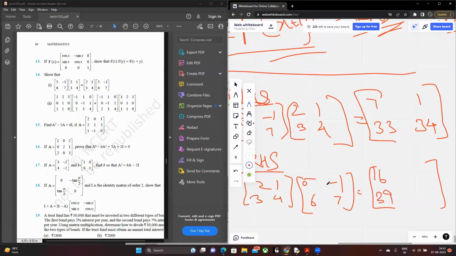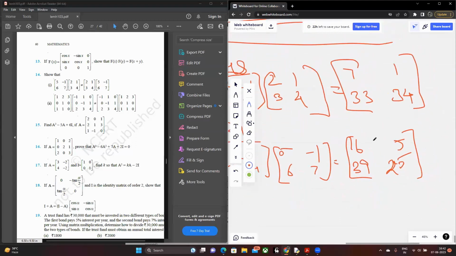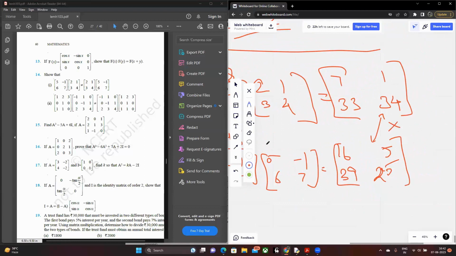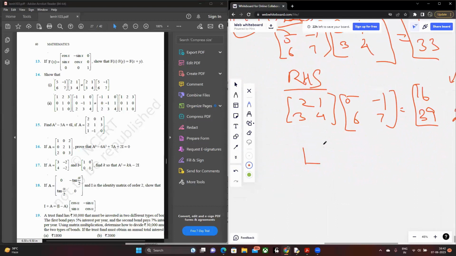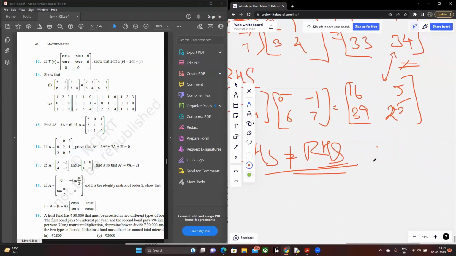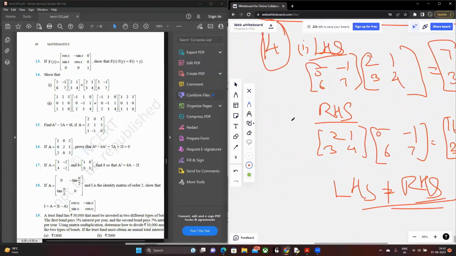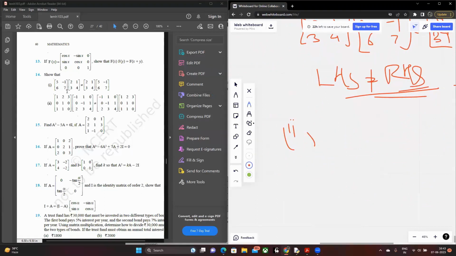You have 2 minus 2 plus 7, that is 5. And you have minus 3 plus 28, that is 25. You can see that these both are not equal. So we have basically proved that LHS is not equal to the RHS. This is what is asked for in the question. Therefore, verified. Prove that this is not equal to this. Again, commutativity of a third order matrix.